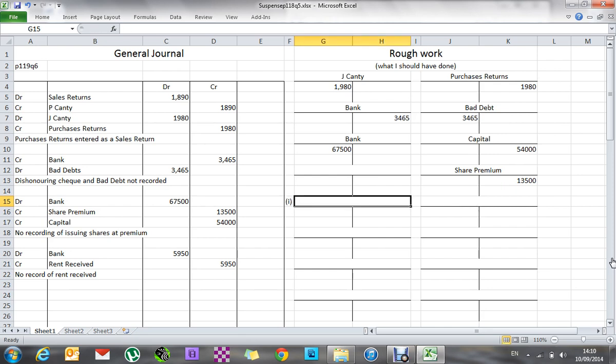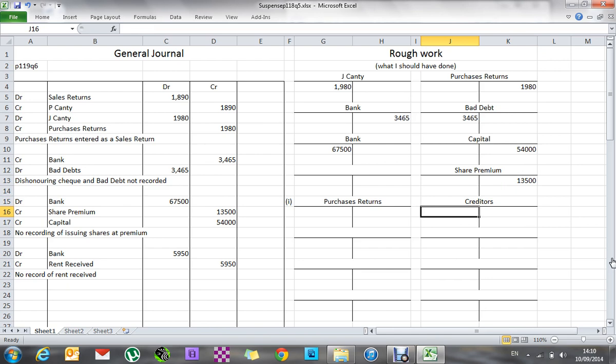We return goods, so that means it's going to be purchase returns, and the people that we return goods to are creditors. I don't see a name for the creditor here, so I'm just going to call it creditors. Purchases is an expense, so it's a debit entry. Purchase returns is the opposite of that, so it's a credit entry.